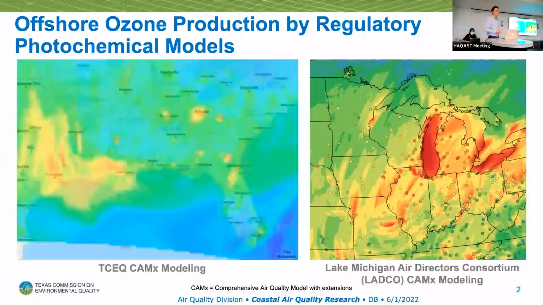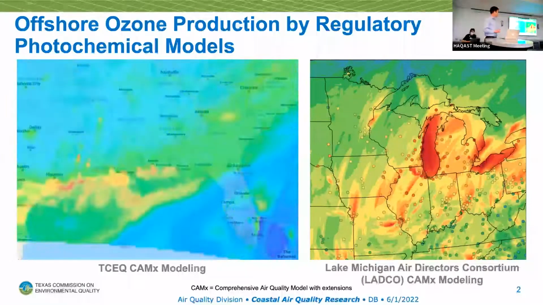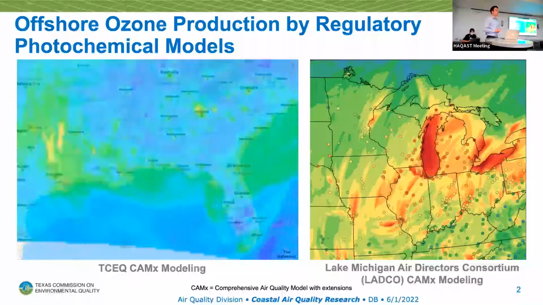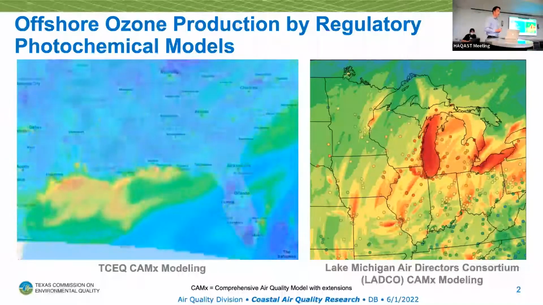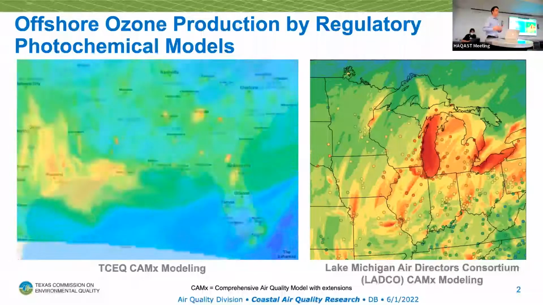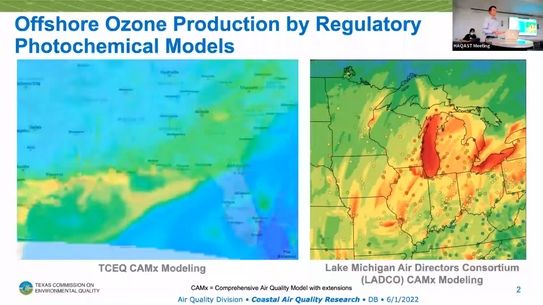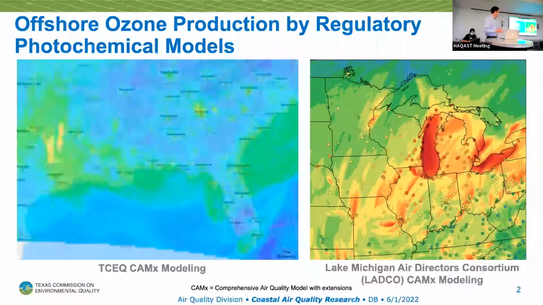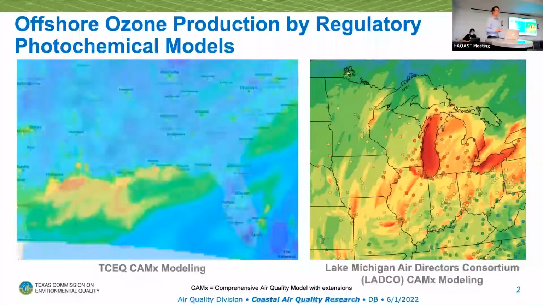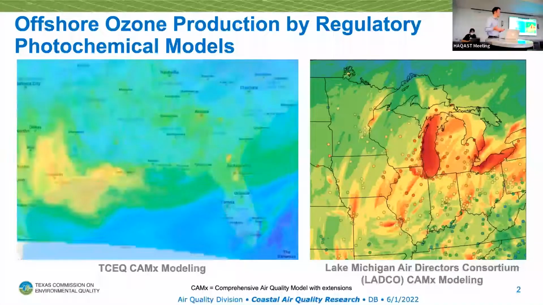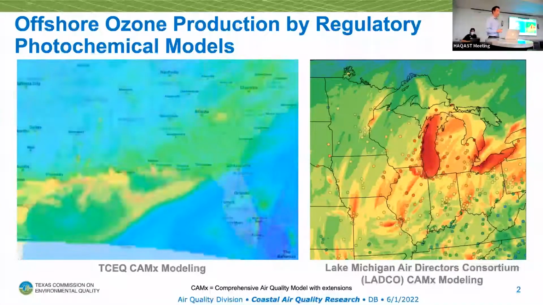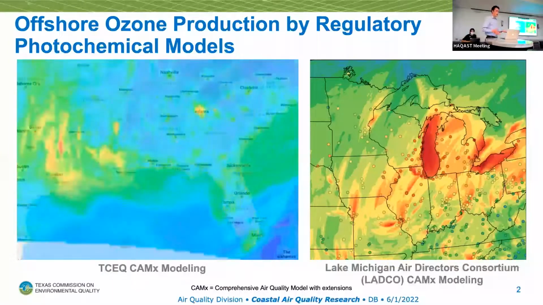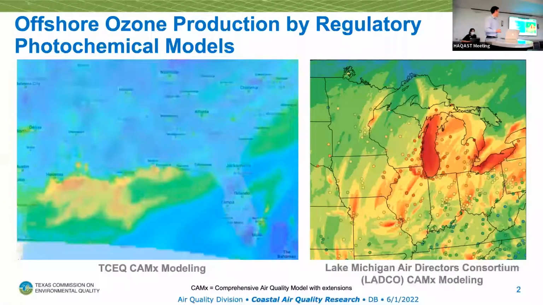One of them is offshore ozone production. With our regulatory models, we've seen this in the past a lot, where we're having a lot of ozone being produced in our photochemical models offshore. The simulation on the left is from TCEQ's CAMx modeling, and the image on the right is from LADCO, the Lake Michigan Air Directors Consortium. Both are CAMx modeling. We've seen this in CMAQ as well.